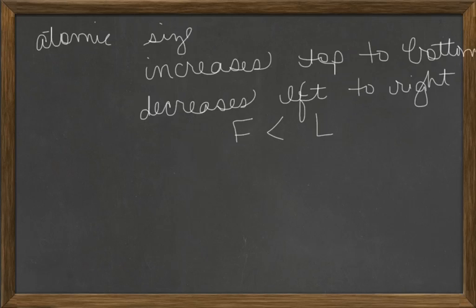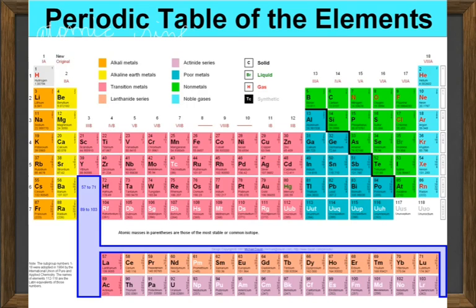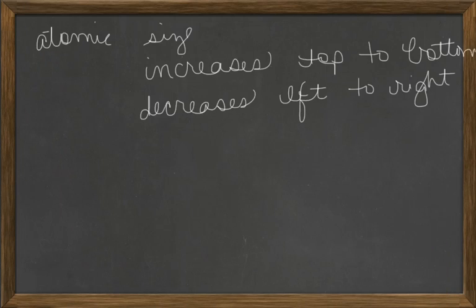Why would that be? Why would fluorine be smaller than lithium? Well, because fluorine has a much more positive nucleus. It has a +9 on its nucleus, whereas lithium only has a +3, and so that nucleus has a greater pull on the electrons. And that's the trend for atomic size.